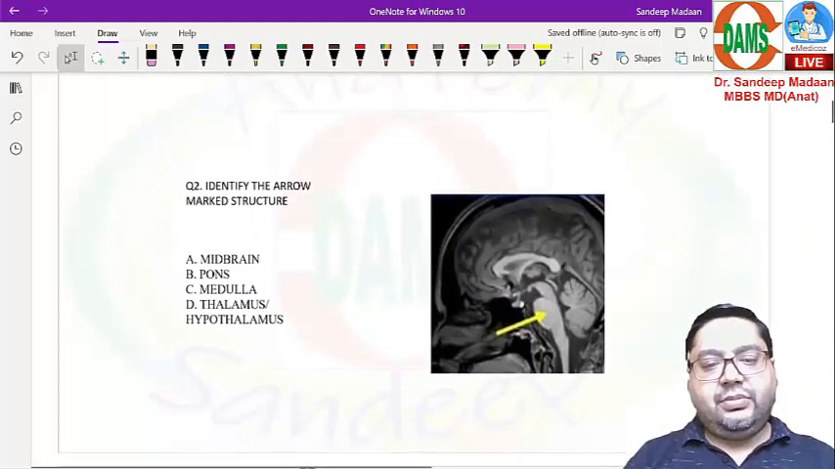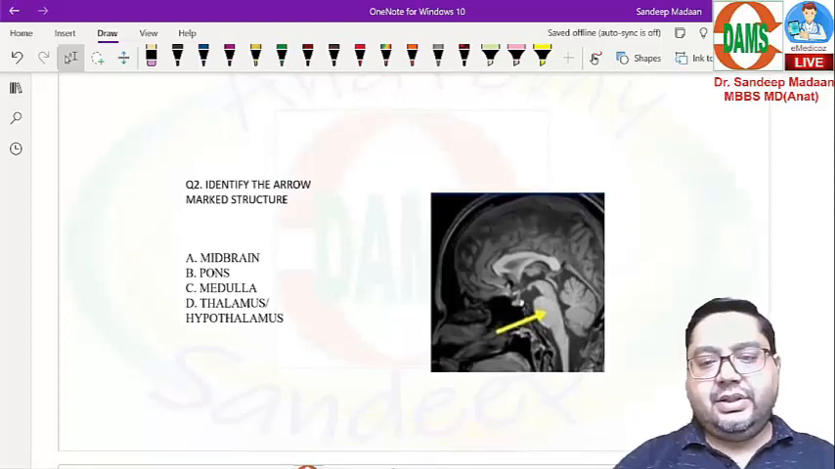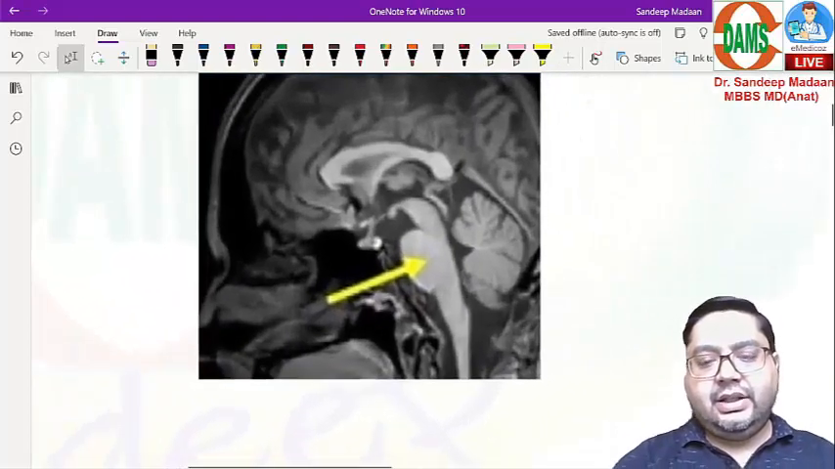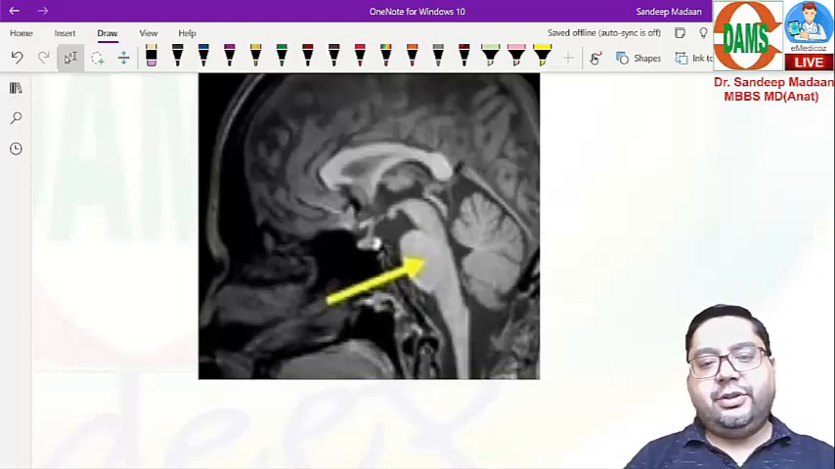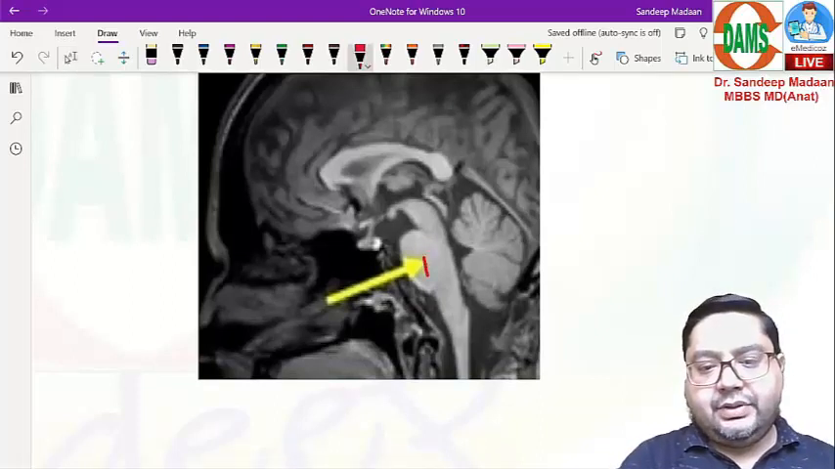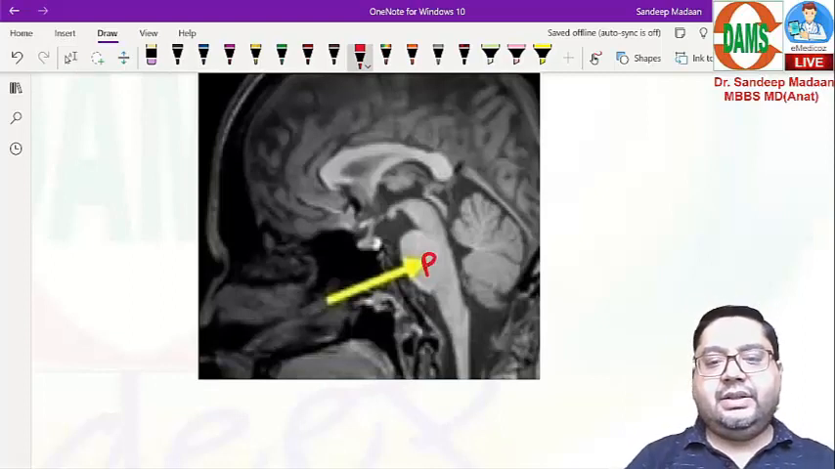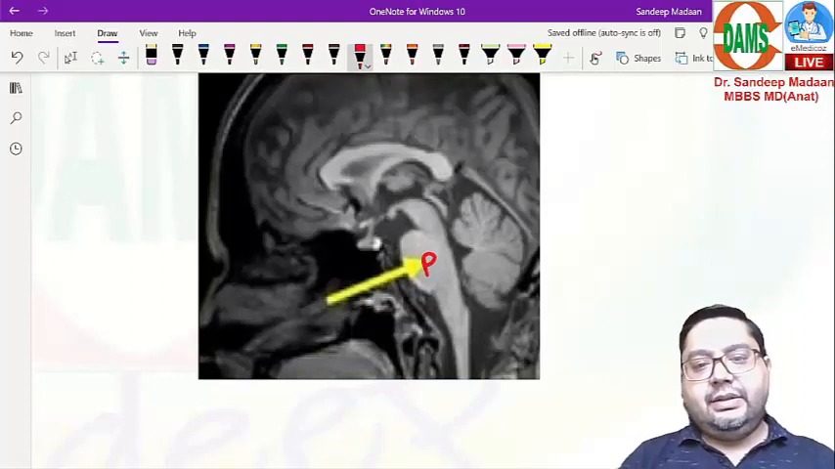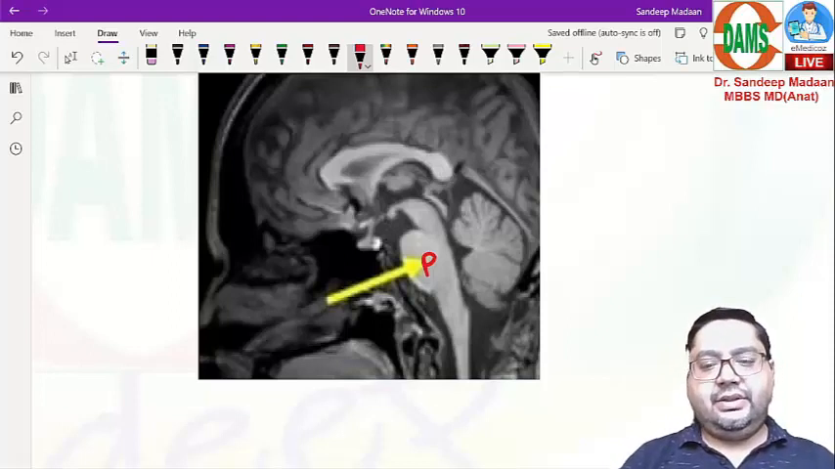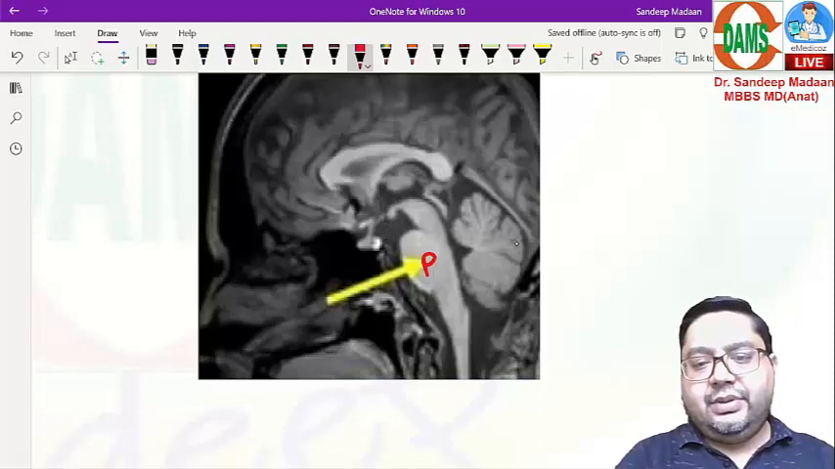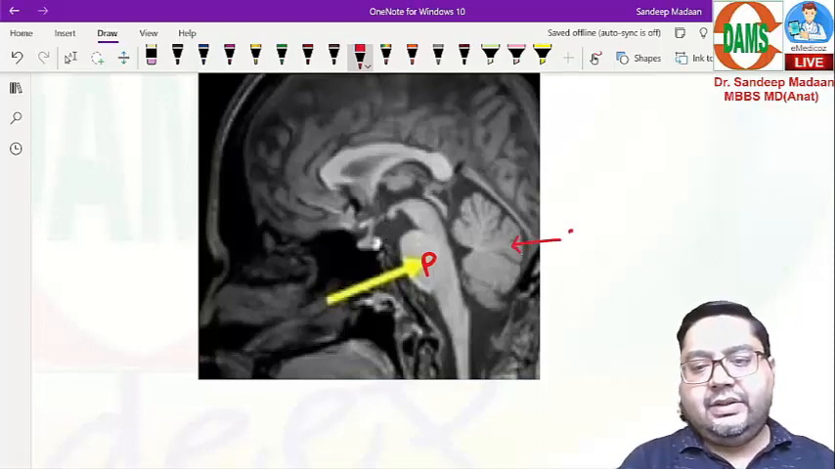Identify the arrow-marked structure. This image is given, and we have been asked to identify the arrow-marked structure, and this is actually the pons. The structure which has been marked is the pons. Now, how do we identify it in the sagittal section? In the sagittal section, you can definitely identify this as the cerebellum, right?